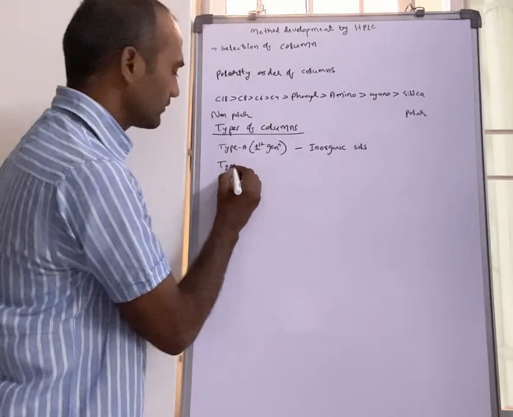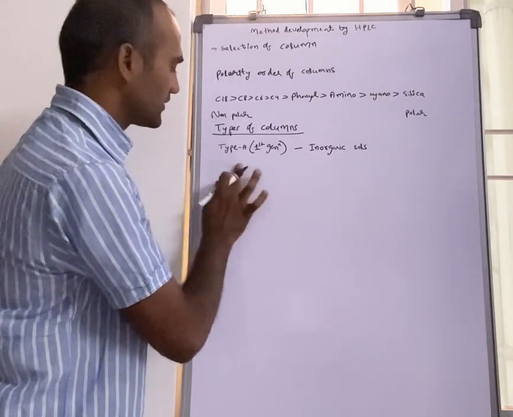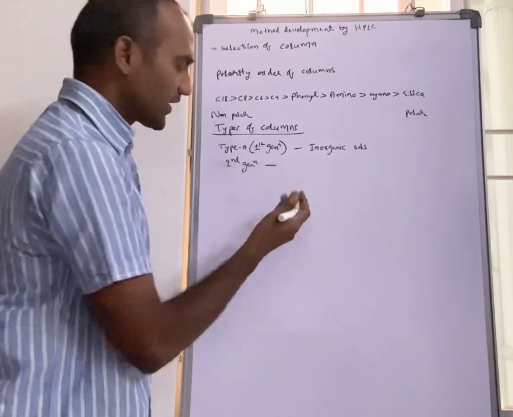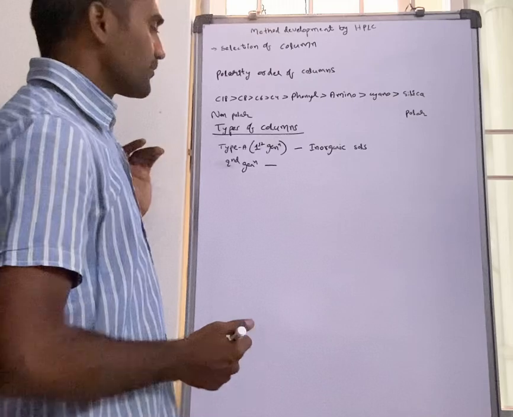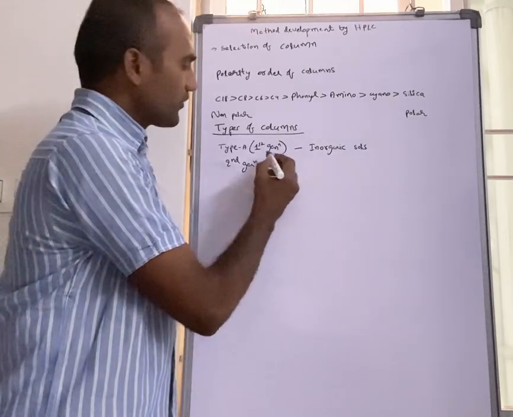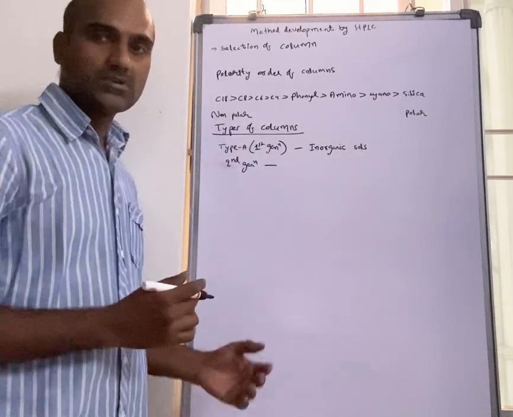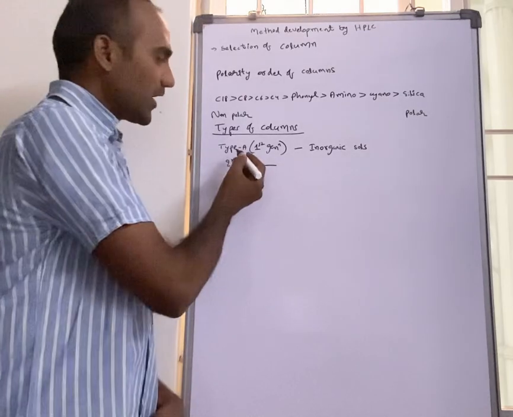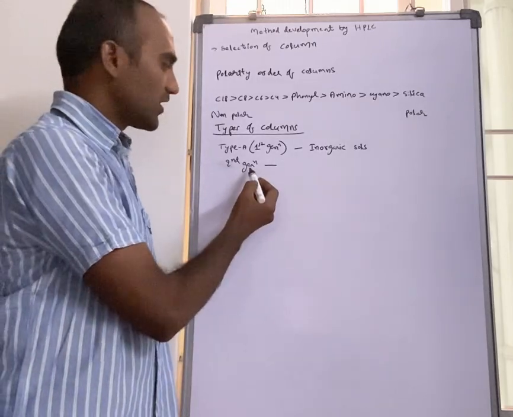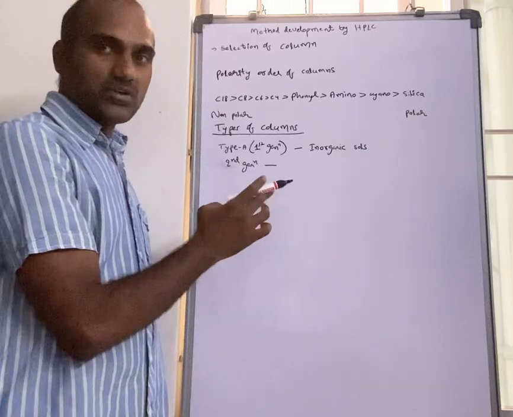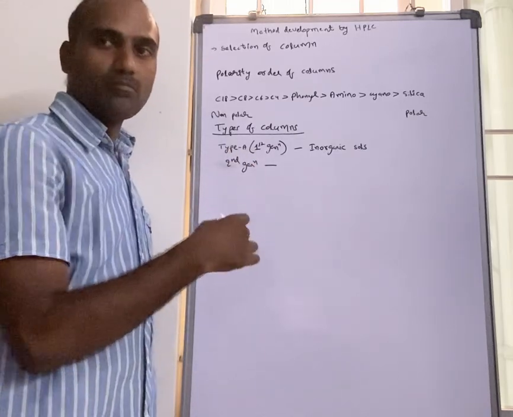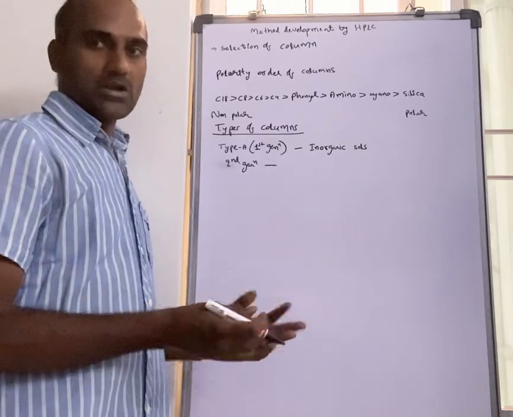Type B, not type B, second generation. Second generation columns are the columns that you get by treatment of type A columns with chemicals to remove surface metal impurities. Okay.